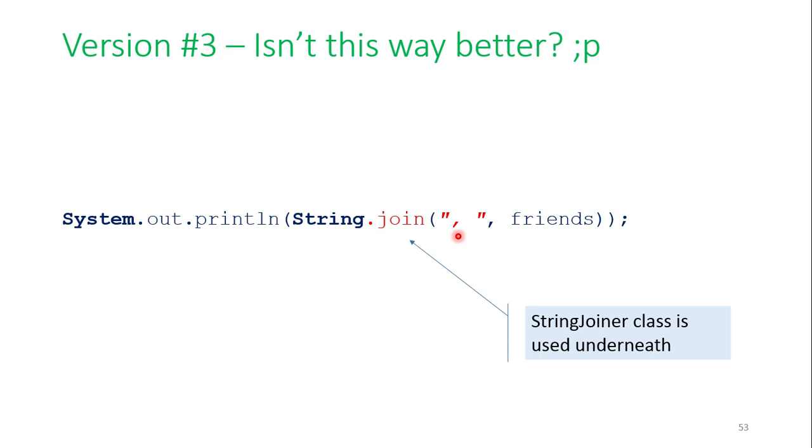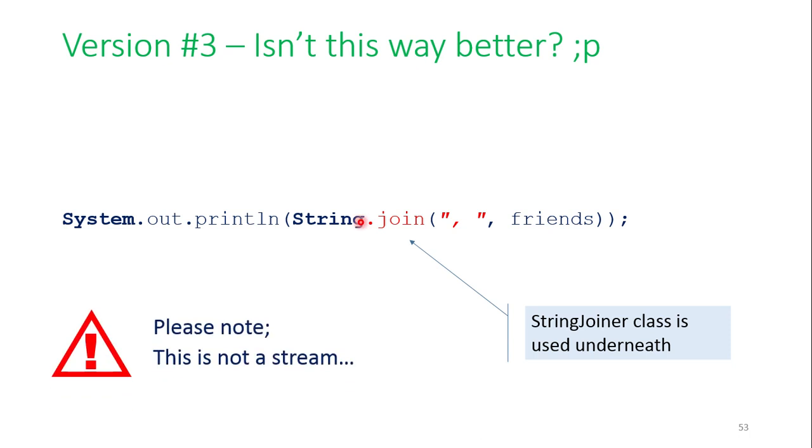Underneath there is a class named StringJoiner that is used. You don't even have to worry about that. The only thing I would point out at this point is that the join method is a static method of the class String. It is not a method from any of the stream classes. So in this example, we are actually doing a lot better.